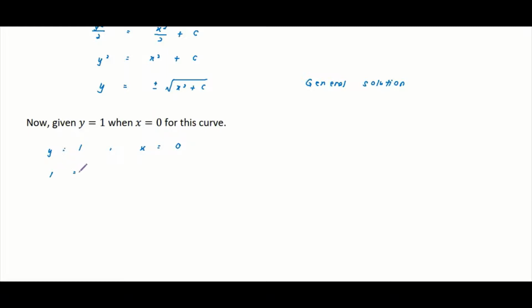So 1 equal to positive negative square root of 0 plus c. Okay, so when we try to solve it, we know that for square root it cannot be any negative number, so we are just solving the positive. So 1 equal to 0 plus c. Okay, so c will just equal 1. So meaning that our final solution will be y equal to plus minus square root of x squared plus 1. Okay, is that fine? All right, so this is called a particular solution.